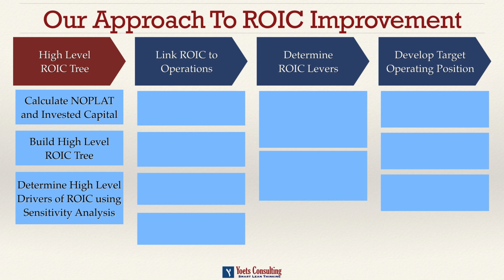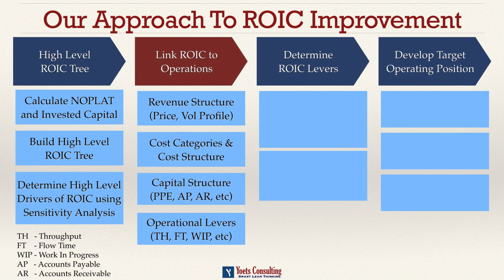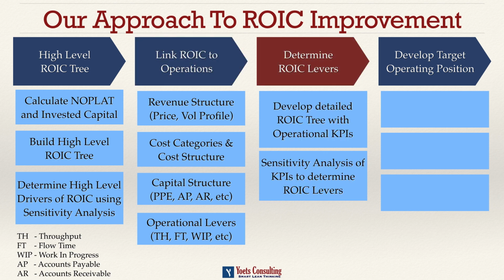And then we start linking the high-level ROIC tree to the operations by developing further the revenue structure, the price and volume profile, etc. We develop a cost structure, cost categories. We develop the structure of the capital situation, and finally figure out various operating levers in your operations and tie them up to this whole map. Once this is done, we determine the levers of the ROIC. We develop a detailed tree with the operational KPIs and then perform a sensitivity analysis to determine those particular KPIs which you can play with in order to move your ROIC up.